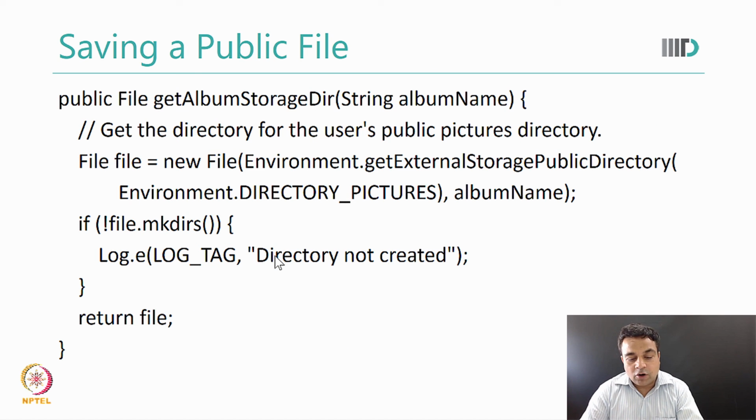Now let us look at a small code to see how to save a public file. So here I am trying to do that. I try to get a file object, new file. Please look at this variable very carefully. I am saying directory pictures. So I am trying to get the directory for the user's public pictures directory.